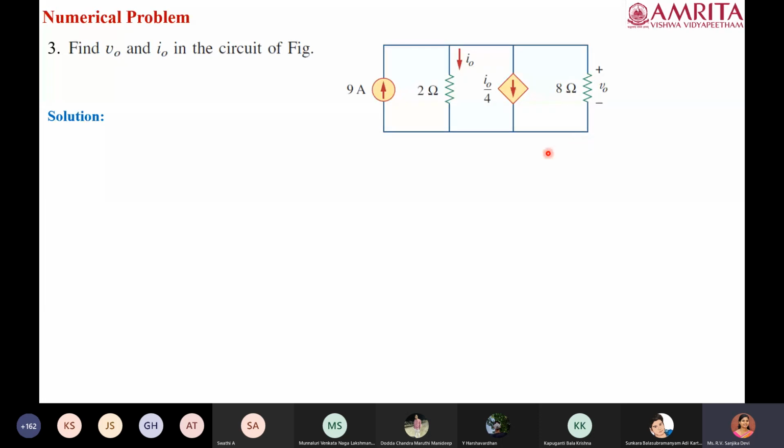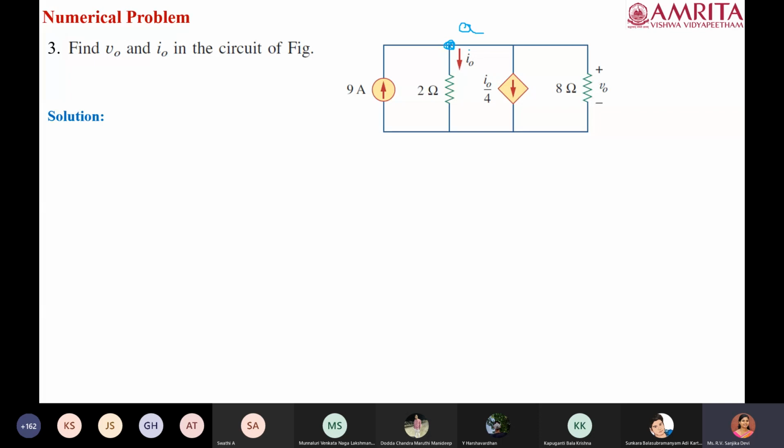So now the same V naught is going to appear across them. Now, what we have to do is, when elements are in parallel, it is easy to go with the KCL approach. Here we will consider the node at the top, and we will write the KCL for this particular node. Maybe we can call it node A. All the branches are connected to this node A, because there are no other elements here.